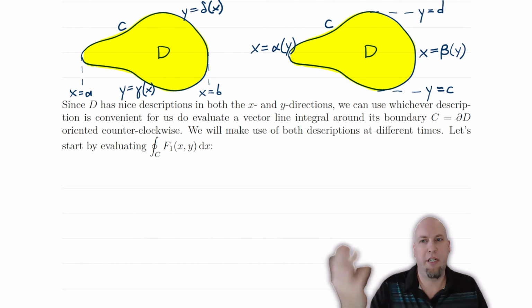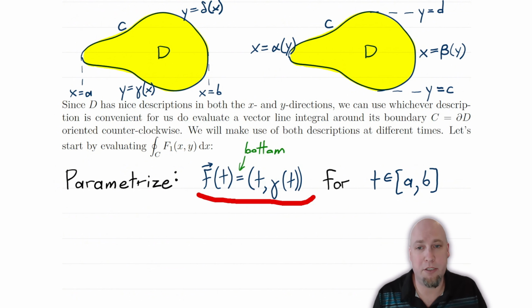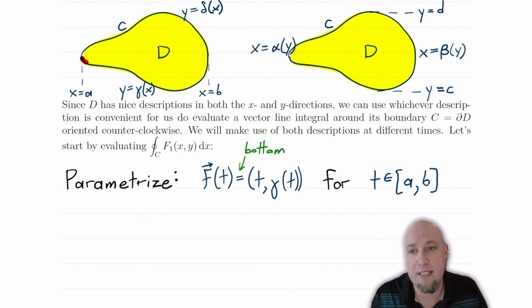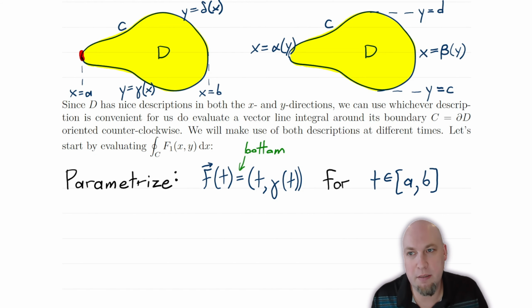Well, just pick your top-bottom description or your left-right description. I'm going to do the top-bottom description, okay? So what I'm going to do is parameterize the bottom curve, right? This y equals gamma of x. Our usual way of parameterizing that is you just say, okay, x equals t, then y is gamma of t now, okay? And where's t going from? Well, the left point to the right point, so t is going from a to b. Okay, so this curve here parameterizes the bottom of the region.